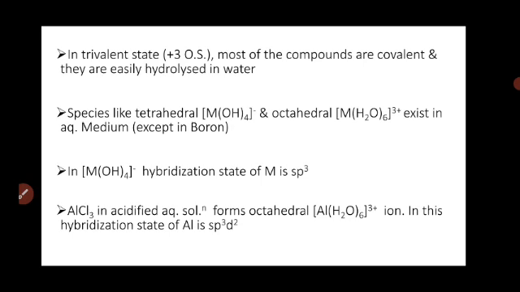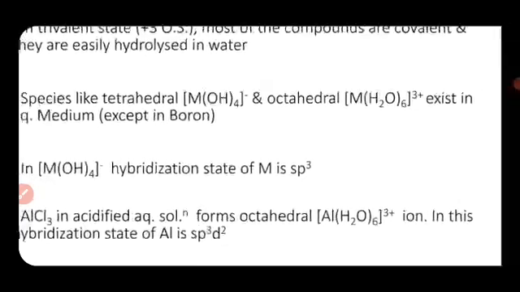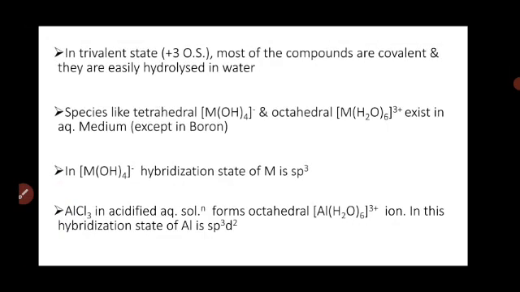Okay. Now what is the hybridization of the metal in this? M stands for metal, or M stands for the element in group 13. So in M(OH)4, the hybridization state of the metal M is sp3. Now here this is the ionic compound which has a -1 charge. So what is the hybridization? It is sp3. Whereas in M(H2O)6, that is in the octahedral hydrated compound, it becomes sp3d2. So here is an example of AlCl3.